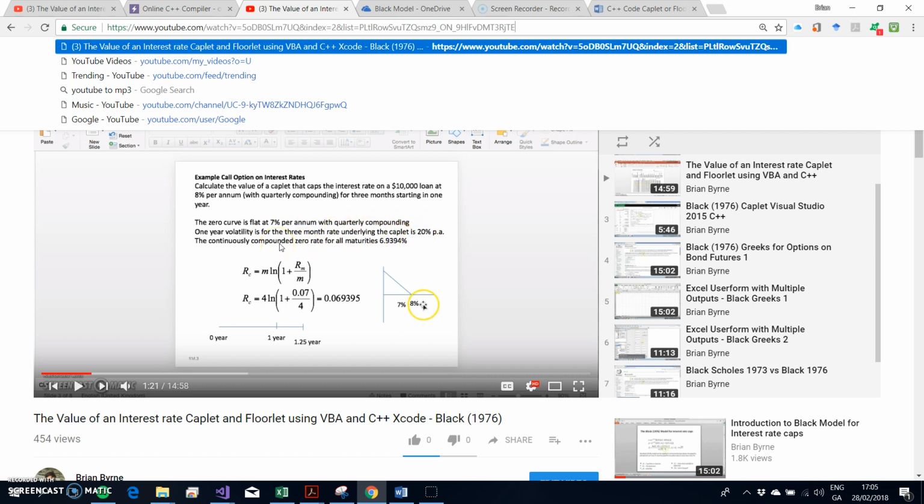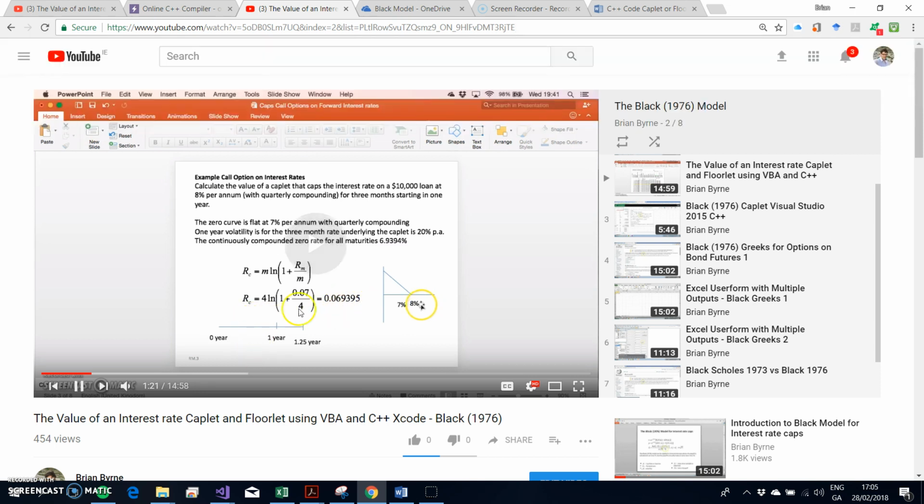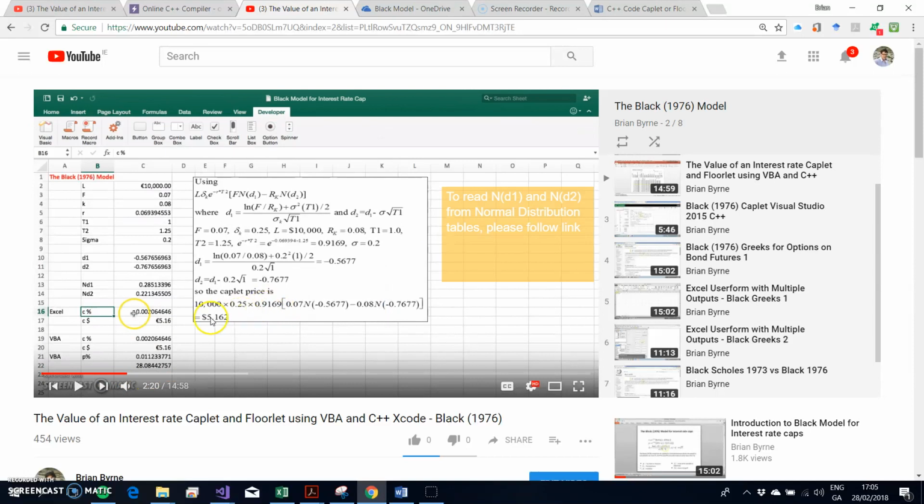And then as a consequence, if the quarterly rate is 7%, that implies that the continuously compounded rate has got to be 6.9395%. Okay, so we're trying to work out the value of the caplet, and as we saw before, the value of that should then be, using this formula here, 516. I'm going to set that up in C++.